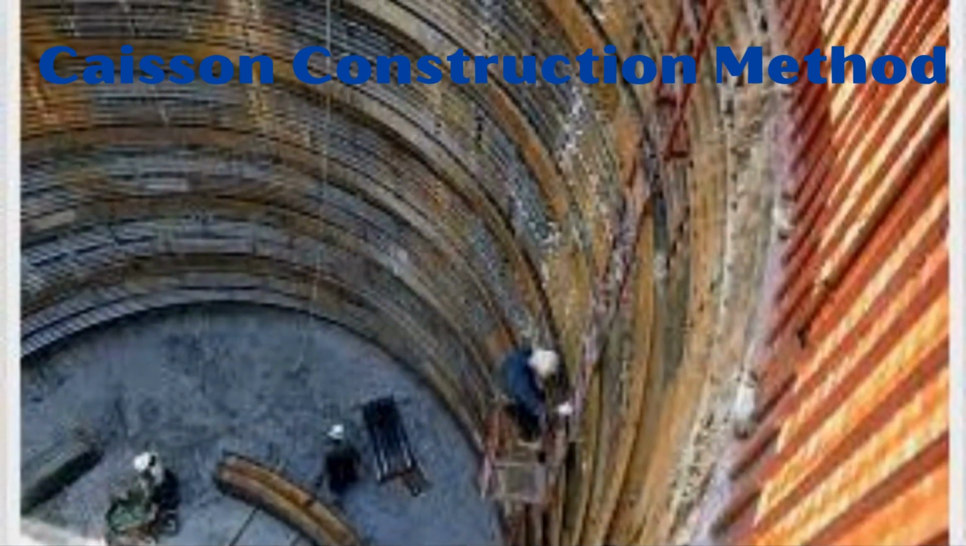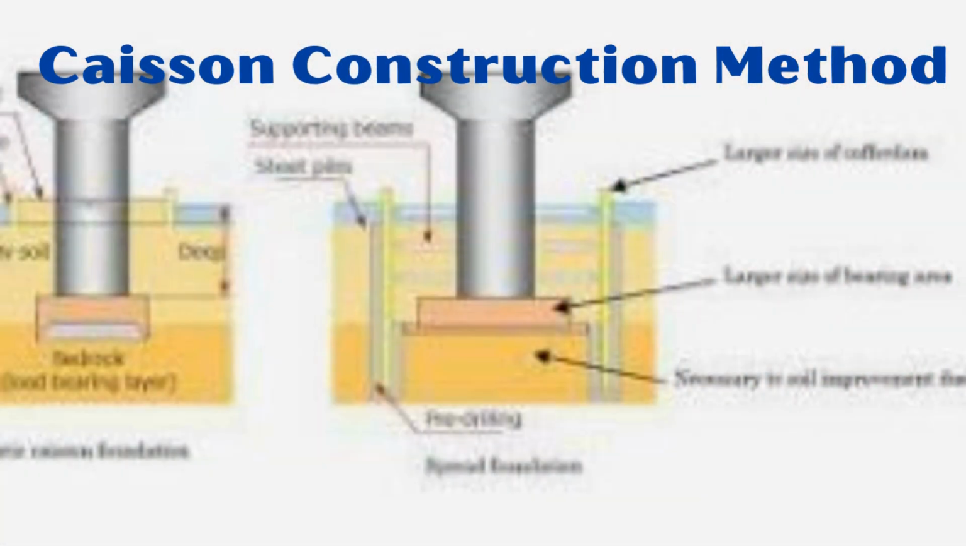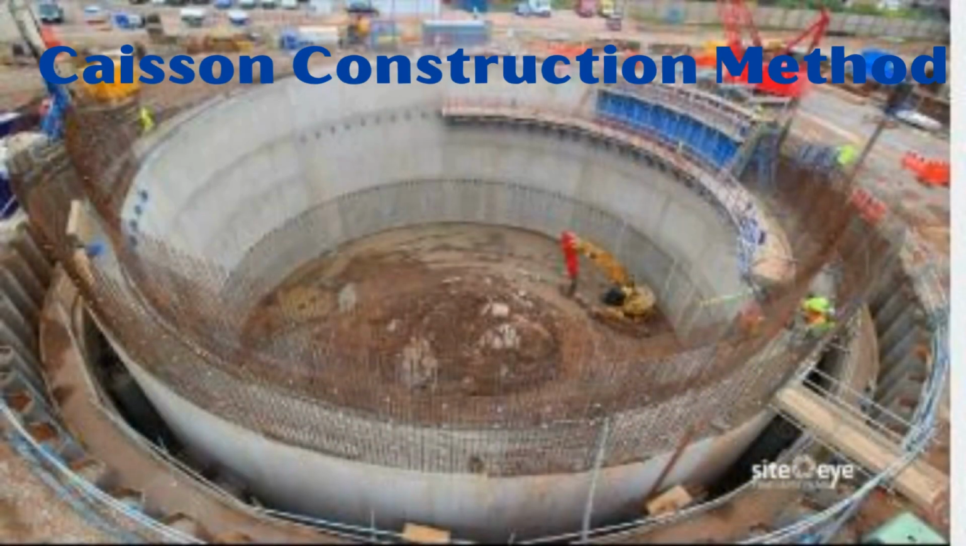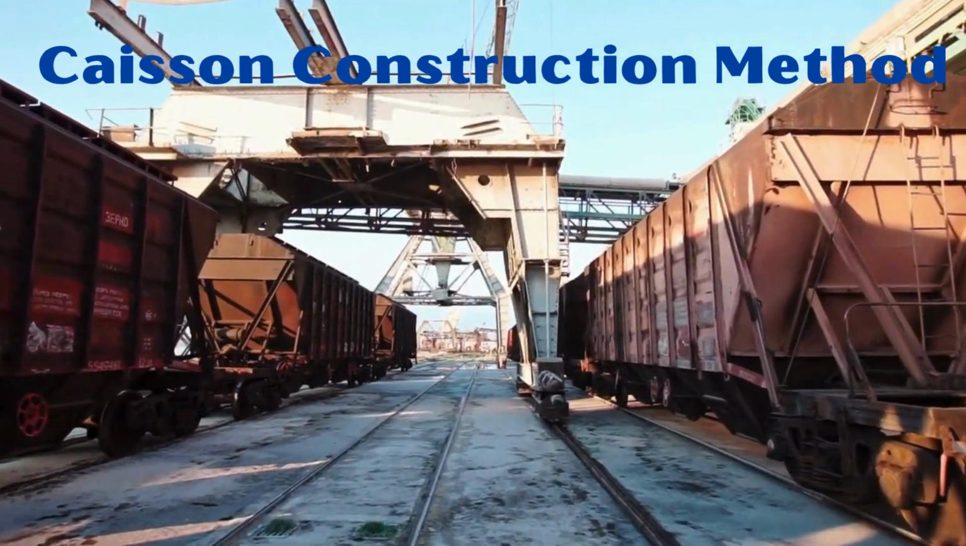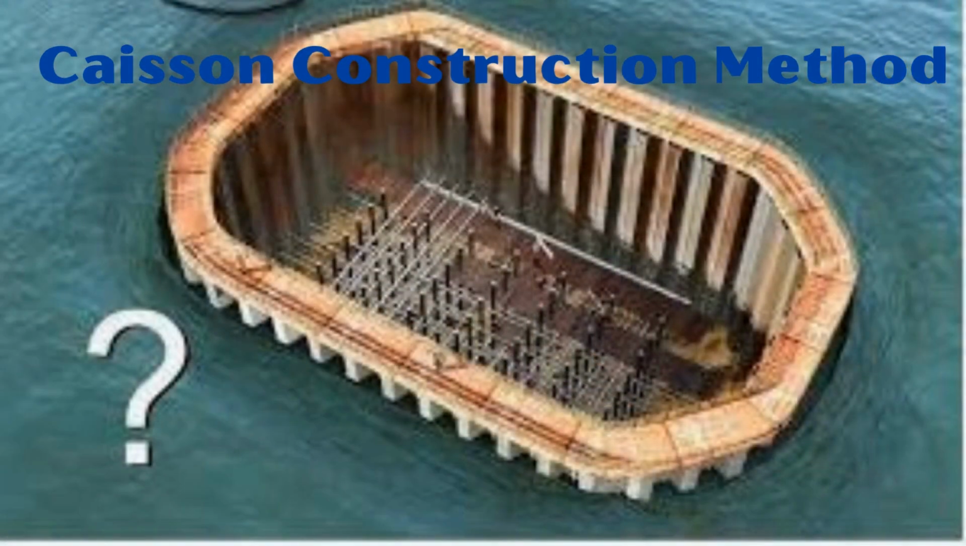3. Pneumatic caissons. Description: closed at the bottom with an airtight working chamber. Compressed air is used to keep water and soil out while workers excavate. Usage: ideal for very deep or very soft soil conditions. Advantages: can be used at greater depths than other caissons. Disadvantages: complex and expensive to construct, requires careful monitoring of air pressure and worker safety.